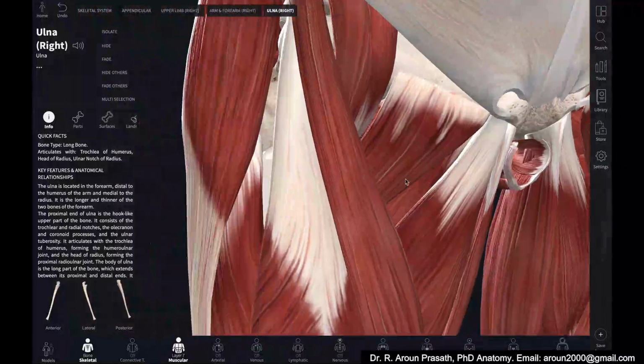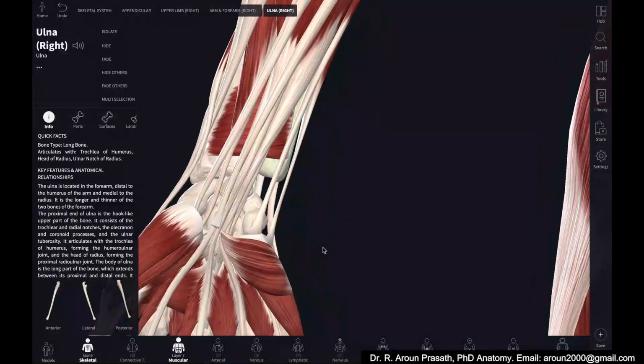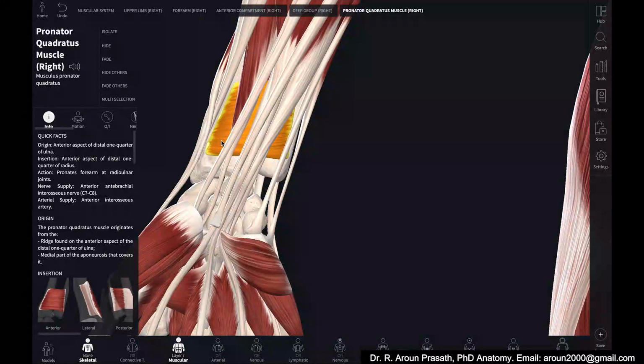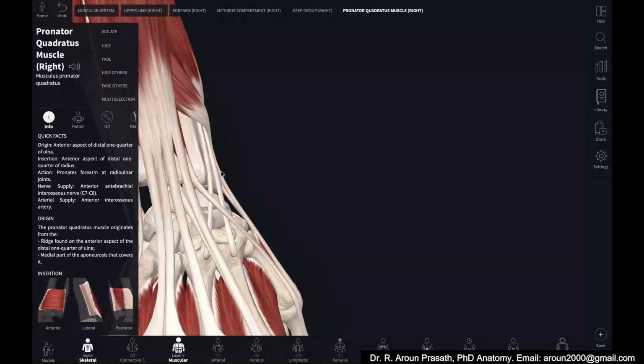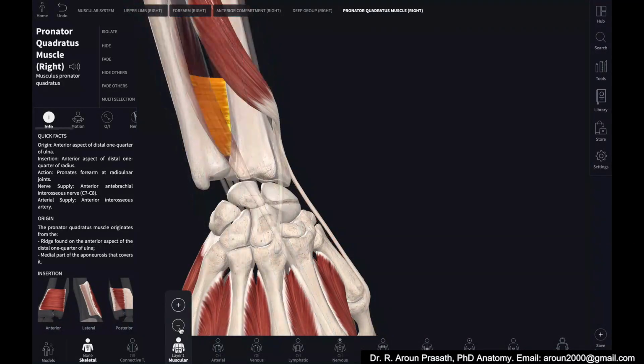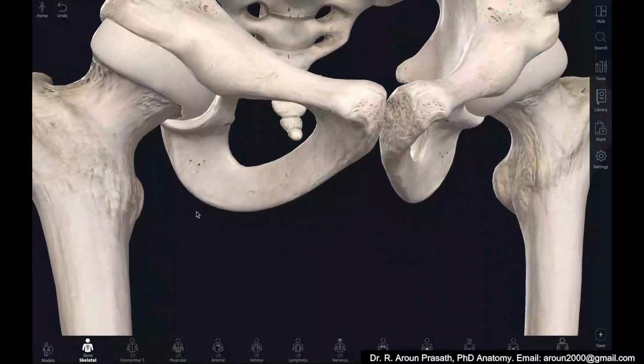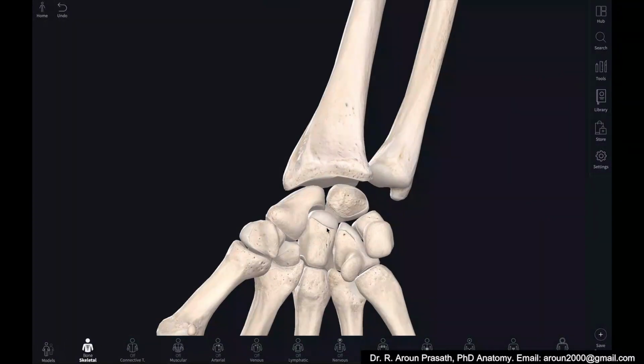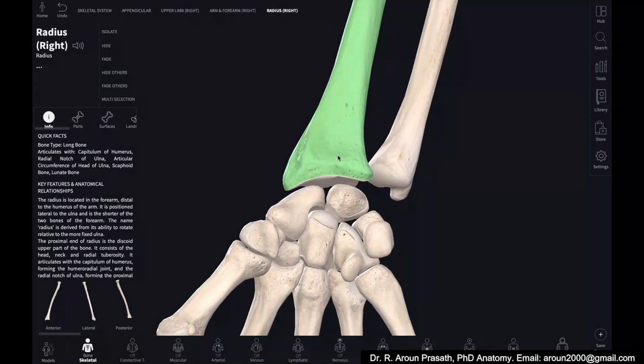In the anterior aspect, a canal is formed and there is a muscle called the pronator quadratus, which is preventing the rubbing of the flexor tendons on the radius. That's why the anterior surface of the lower end of the radius is smooth, whereas the posterior surface of the lower end of the radius has very rough edges. So these are all the various parts of the radius that you should know.